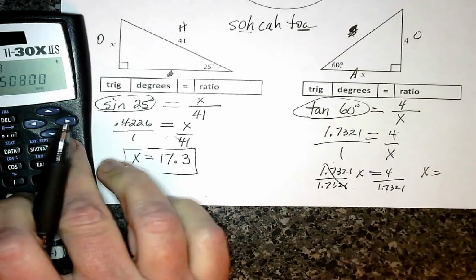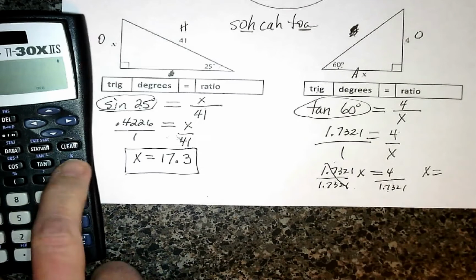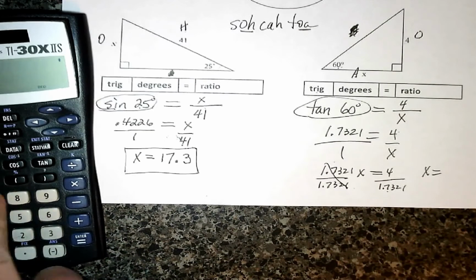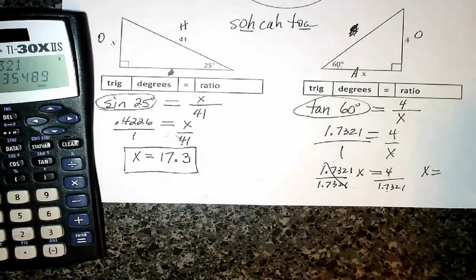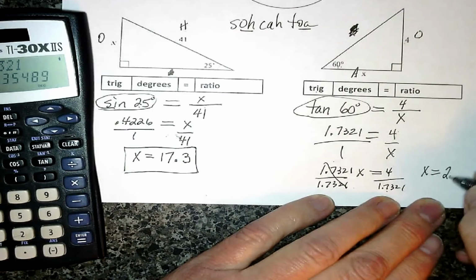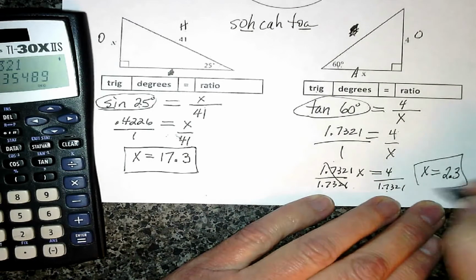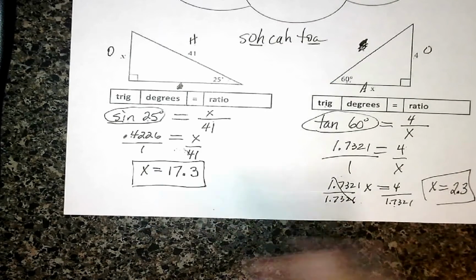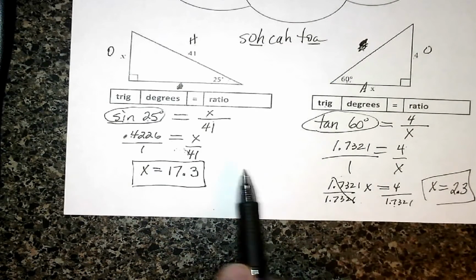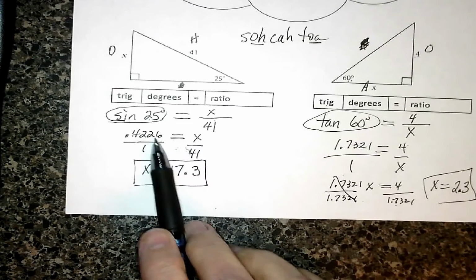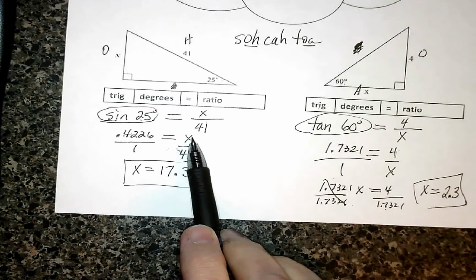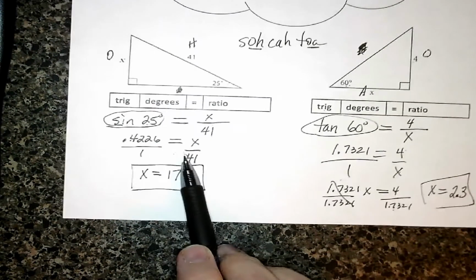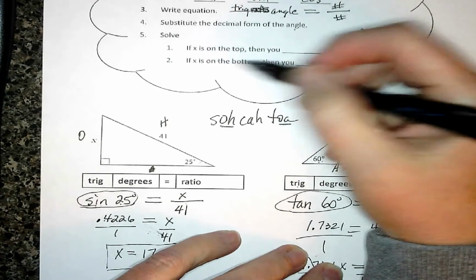So let's do that on our calculator. 4 divided by 1.7321 to the nearest tenth would be 2.3. Okay, so real quick here, what's the difference between this one and this one? Well, it's all in solving it. So over here, it was just a nice simple multiplication where x was on the top. All we're going to do across here is we're going to multiply. So we'll go back up here to our little cloud. If x is on the top, we're going to multiply.